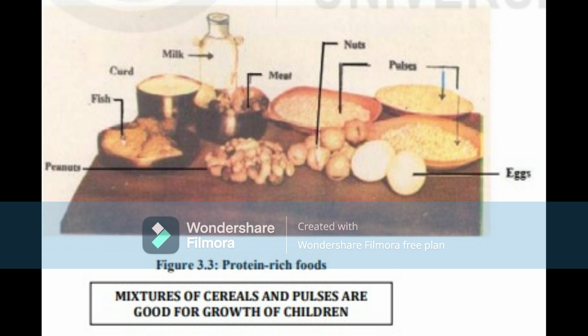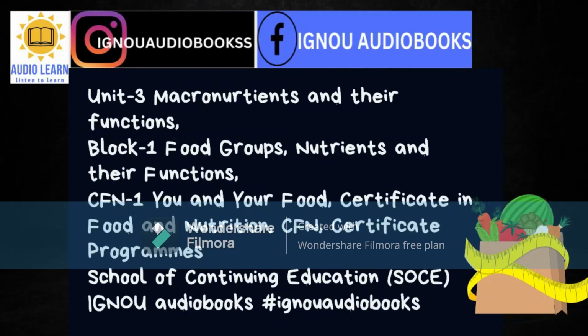Check your progress. Exercise 2. 1. Write 3 functions of protein. Practical activity 2. List 4 dishes which you prepare at home using combination of cereals and pulses.